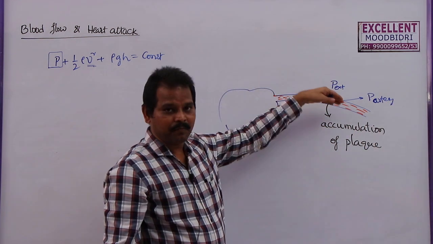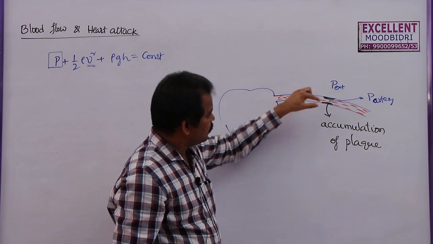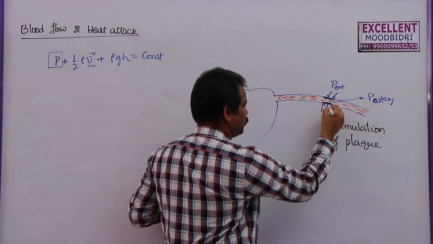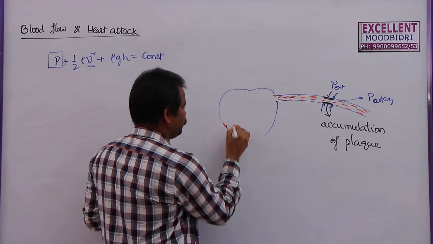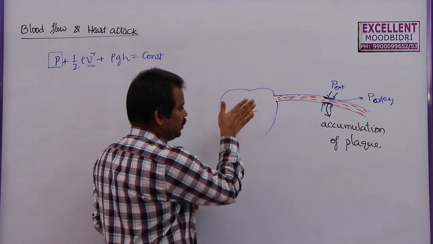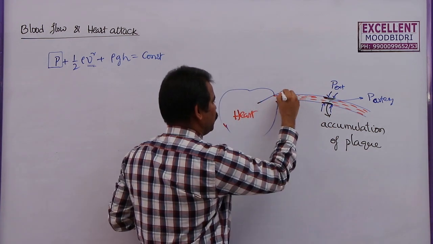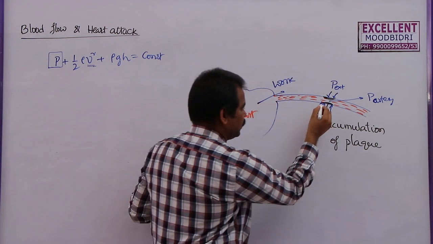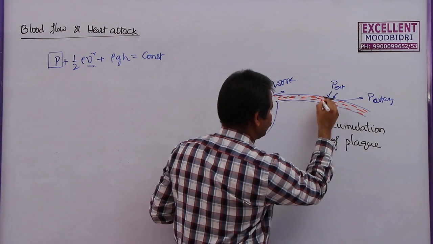As the velocity of blood increases, the pressure here will decrease. Due to this, more pressure will act on this artery at that particular constriction. So the activity of the heart will increase. That means the heart will try to pump this blood through that small passage. Due to this, the heart will do more work. So as the heart is doing more work, the blood will try to flow through this small passage.